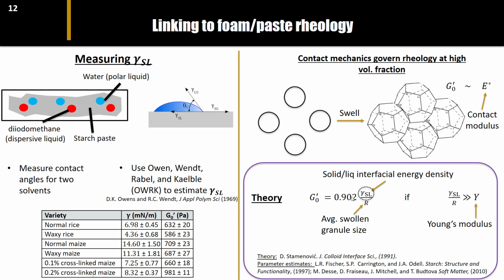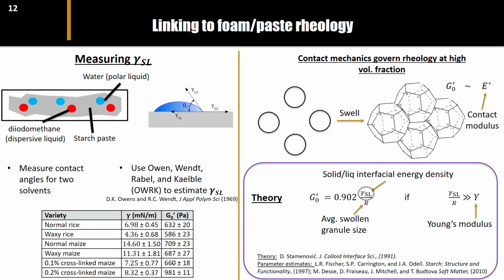And so we were able to measure this interfacial energy density. We took a glass slide, put a swollen starch paste on it as shown here, and did contact angle measurements for two different liquids on the swollen starch paste: one for water, which is the polar liquid, and one for a dispersive liquid shown here. If you know the contact angles for both of these liquids, you can use OWRK theory to predict the solid-liquid interfacial energy density, shown here for different starches. And if you know that, then you can predict this limiting storage modulus shown here.